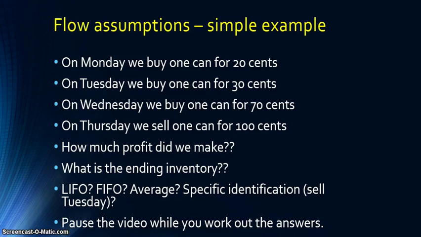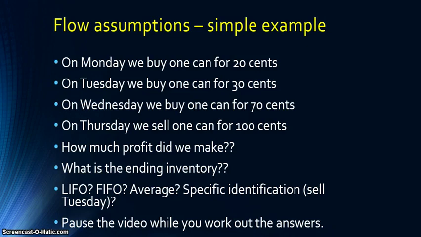Now, what about the value of the ending inventory? We know that we sold one can. We also know that we purchased one on Monday, one on Tuesday, one on Wednesday. So therefore, we have 3 cans that we purchased. We've sold one. Therefore, we have 2 cans left. But which 2 cans? Obviously, it makes a difference if you're using LIFO or FIFO or weighted average.